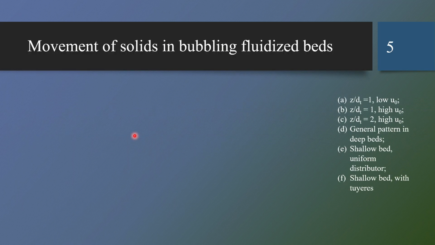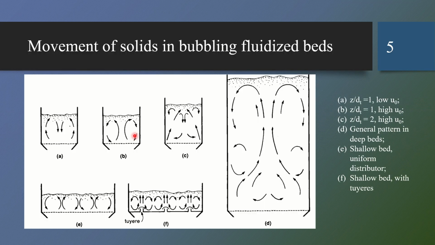So what happens inside a fluidized bed? Fluid passes inside the bed, and the bed would be packed. So depending on the fluid velocity, the particle starts to move, and this arrow represents solids movement in the bubbling fluidized bed.